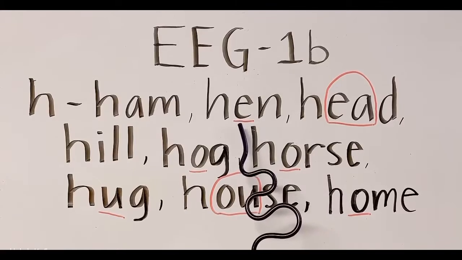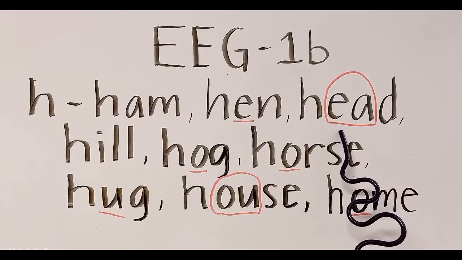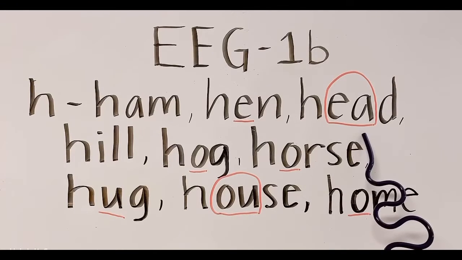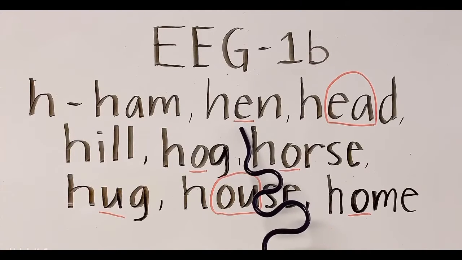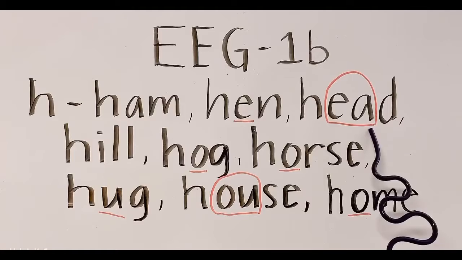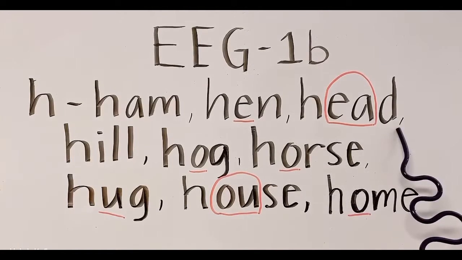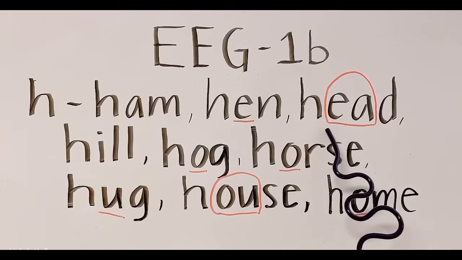Let's just go back to some words like hen and head. The letter E here is single. This one is a combination of the letter E and letter A. So they have the same sound, eh, eh. Hen, head. So this is pronounced eh.